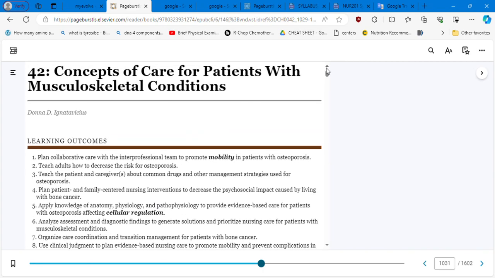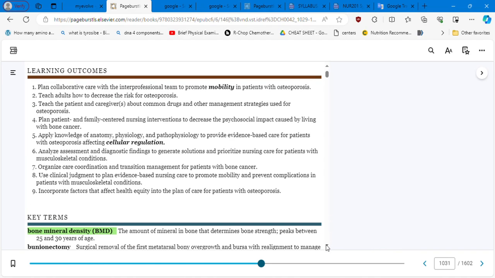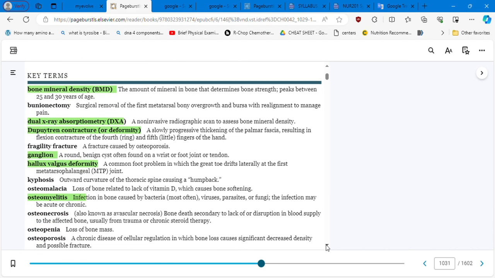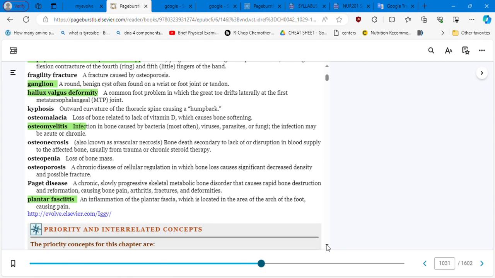This time is concepts of care for patients with musculoskeletal conditions. Please focus on the following concepts: bone mineral density, dual X-ray absorptiometry, which is your DEXA, Dupuytren contracture or deformity, ganglion, hallux valgus deformity, osteomyelitis, plantar fasciitis, Paget disease, and we're going to have a segment in which we're going to talk about bone cancer or cancer of the bones.